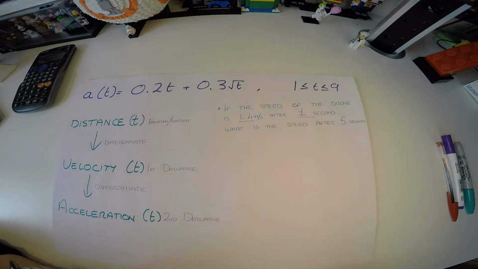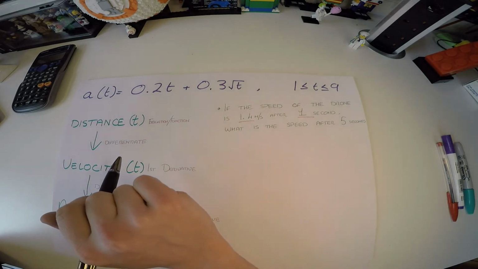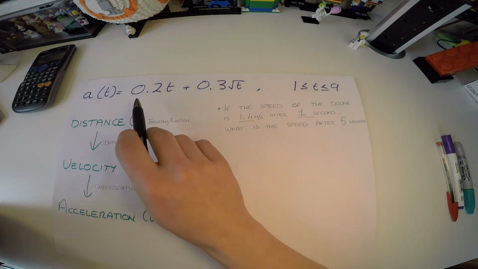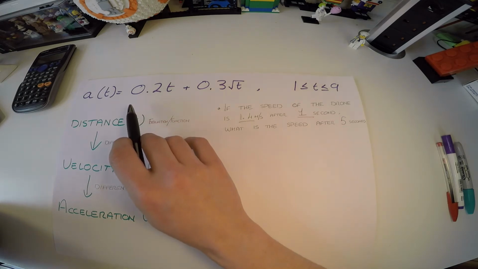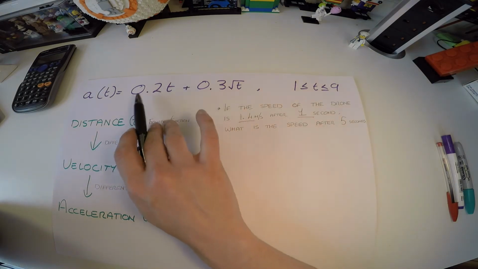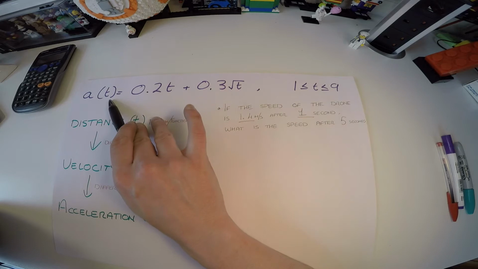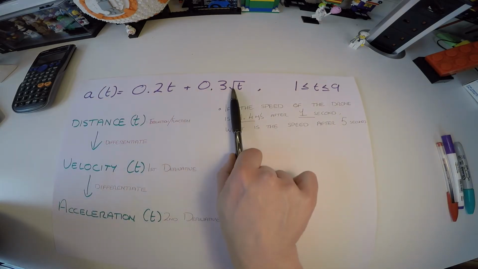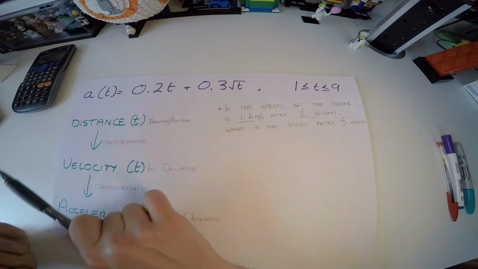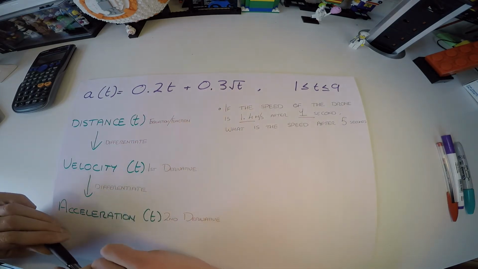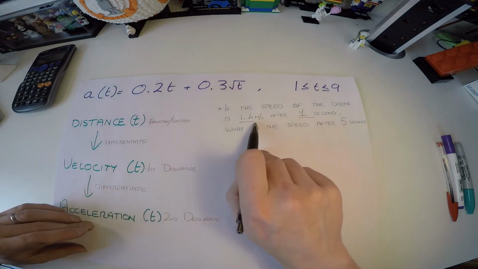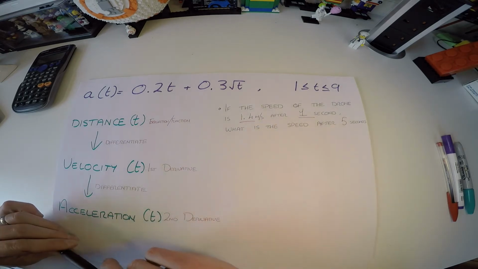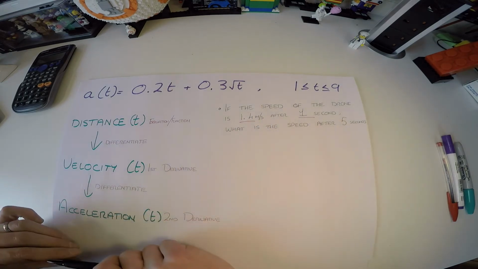So on to the final question for paper 1, and the question says that the acceleration of a drone moving in a straight line during a particular interval can be modelled by this function here, where t is time in seconds. So this is an acceleration function. Now they give us this and they said if the speed of the drone is 1.4 meters per second after 1 second, what's the speed of the drone after 5 seconds?